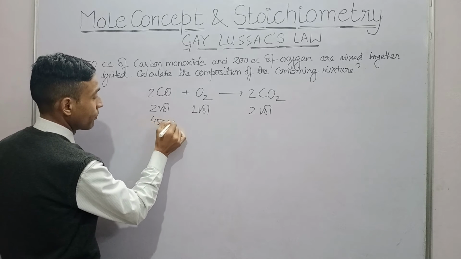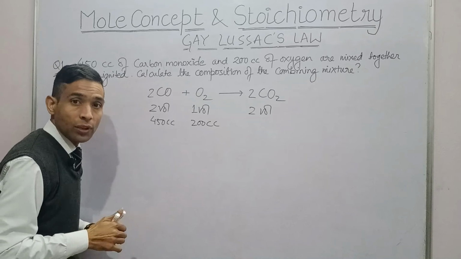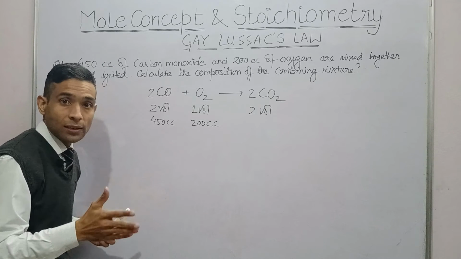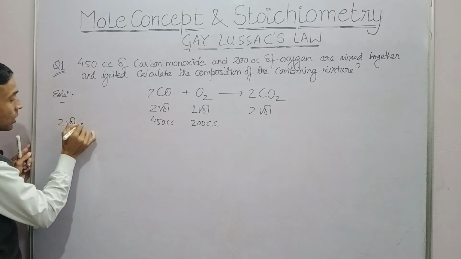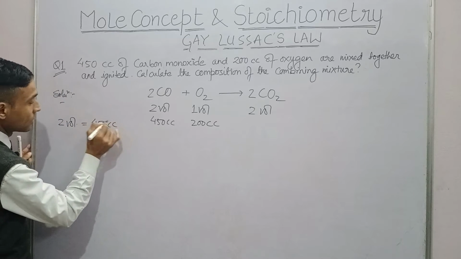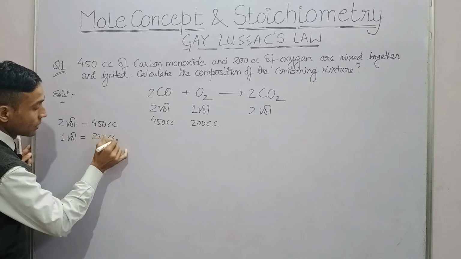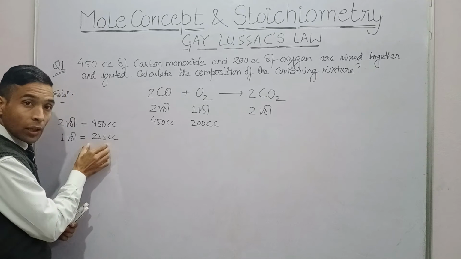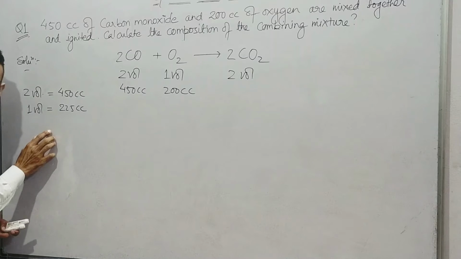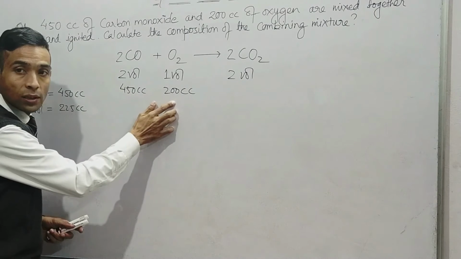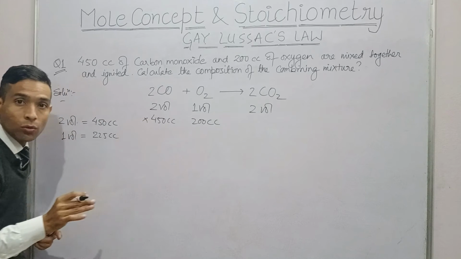Now how much carbon monoxide do we have? This is 450 cc and this is 200 cc. Now we have to take one of the values as the base value. Let's understand what the base value is. In the case of carbon monoxide, 2 volumes is equal to 450 cc. So what is 1 volume of carbon monoxide? It is 225 cc. Now according to Lussac law, 1 volume of all the gases should be 225 cc. So do we have 225 cc of oxygen? No, we don't. Therefore carbon monoxide will not be taken as the base value.